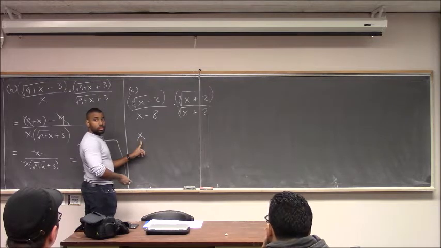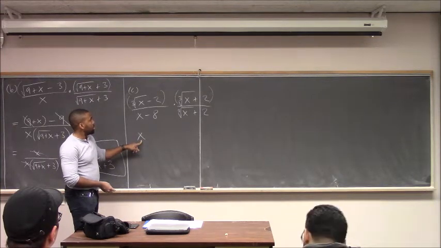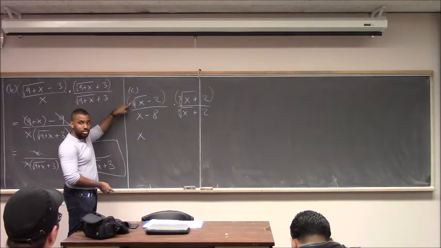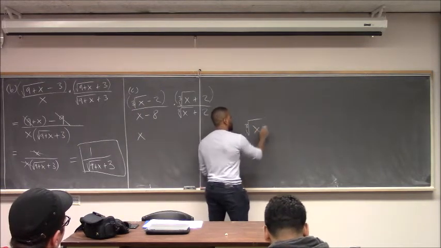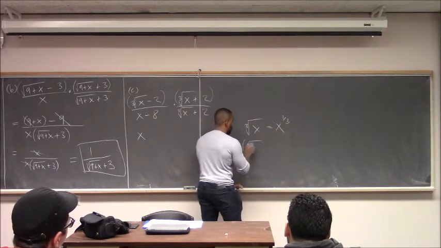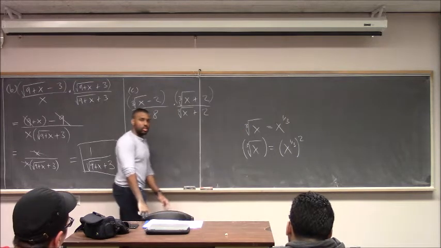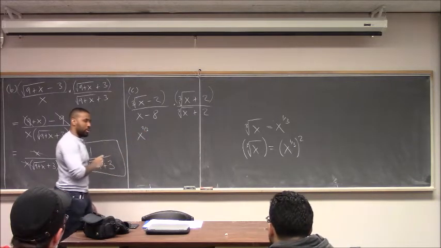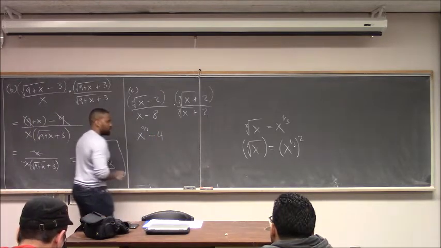Is it x squared minus 4? What is the cube root of x as a power? X to the 1 over 3. So if I want to square that, that's the same as squaring this, right? It would be x to the 2 thirds, right? We raise the power to 1 over the power by multiplying the powers. Don't forget the rules. So minus 4. That's what that would look like.